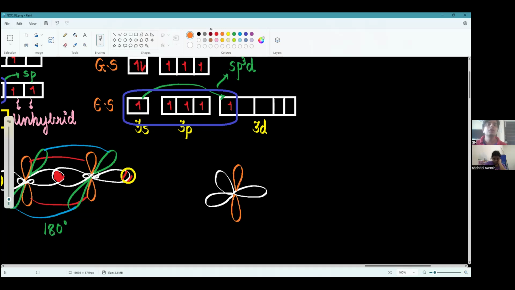And where will the chlorine atoms come? The first chlorine will come over here. Since chlorine is a p-block element, it will have a p orbital. Second chlorine, third chlorine atom, fourth chlorine atom, and fifth chlorine. So all are sigma bonds. That means all are single bonds. So five single bonds for phosphorus. So this is PCl5.